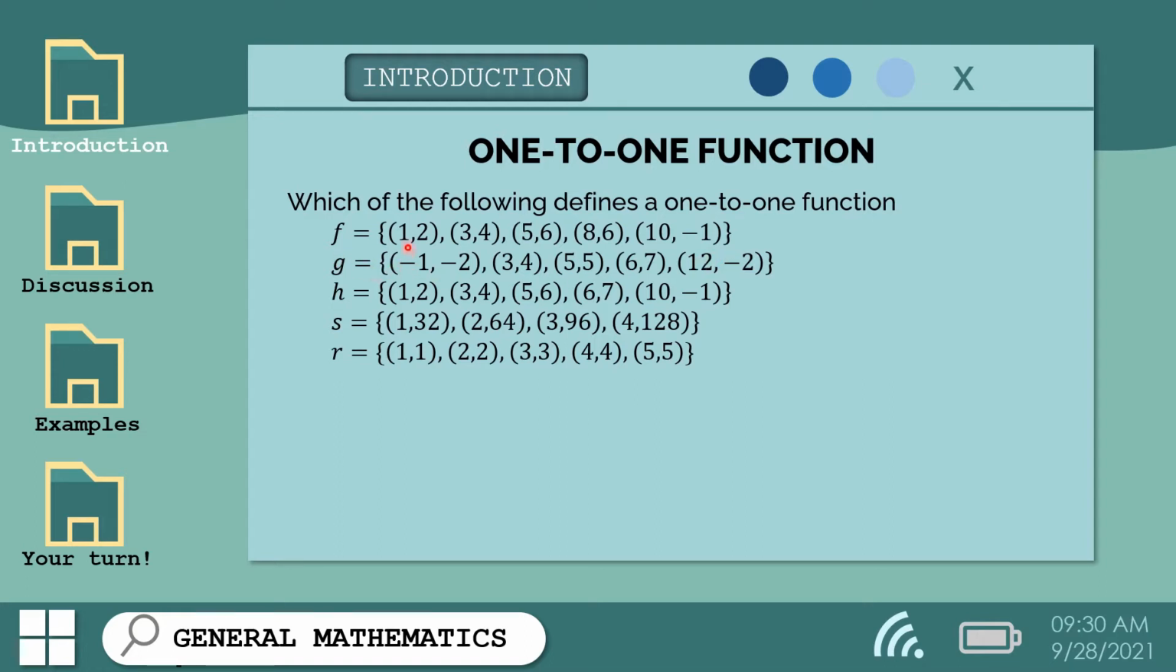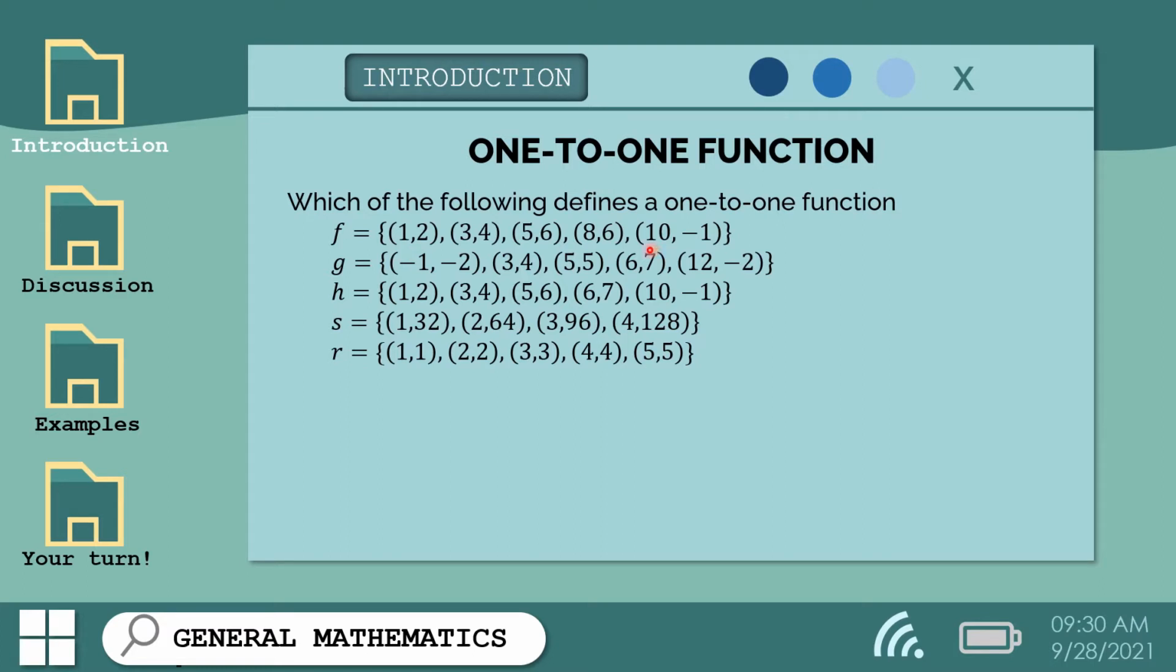To check if it is a function, let's see if every element of our domain, the first element, is paired with only one y value. So 1 goes to 2 only, nothing else. 3 goes to 4 only. 5 goes to 6 only. 8 goes to 6 only. 10 goes to negative 1 only. So this is a function.